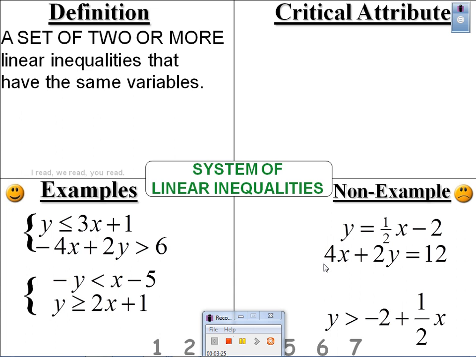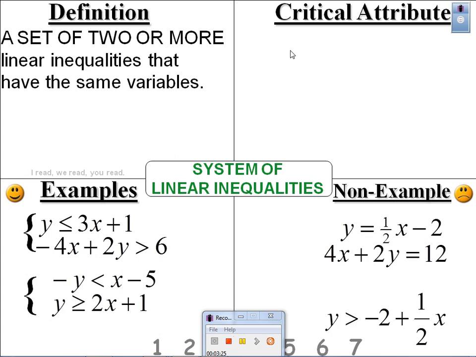All right, let's see. Lauren, why is this one not a system of linear inequality? So they're linear equations. So what would we call this? System of linear equations. All right. Denise, why is this one not a system of linear inequalities? It's not a set of two or more. Everybody agree with that? Yeah.